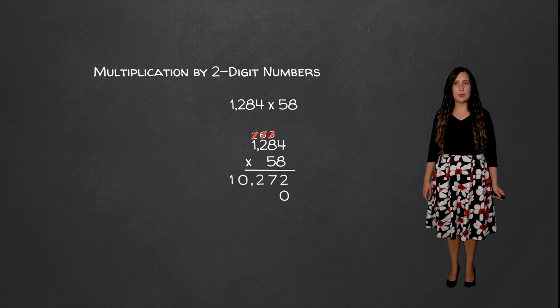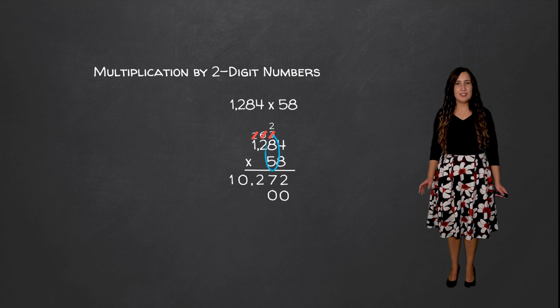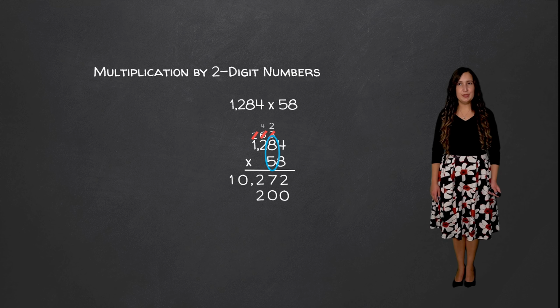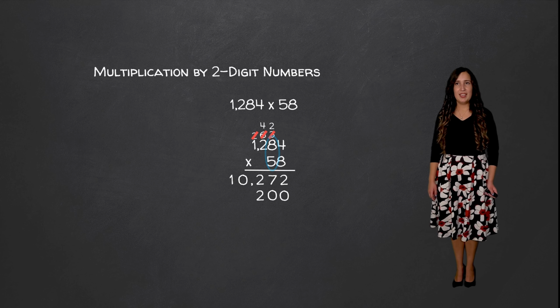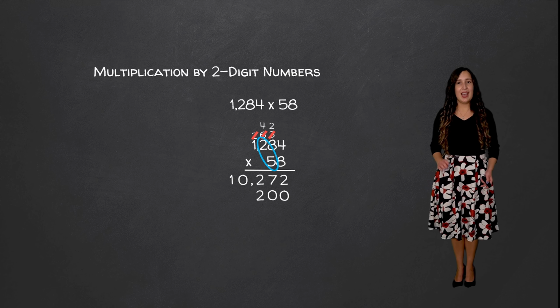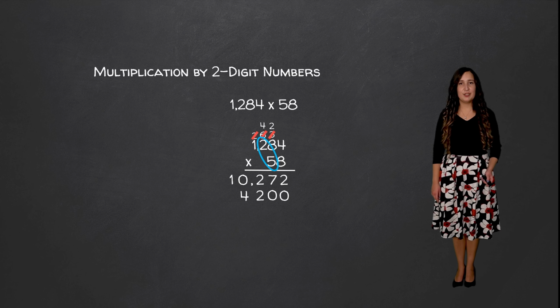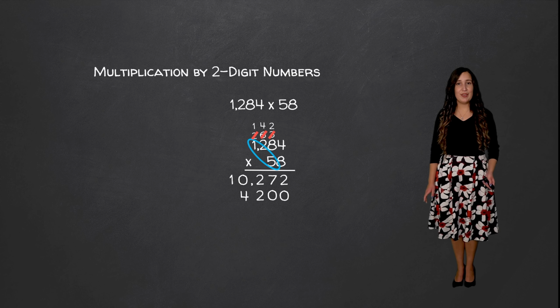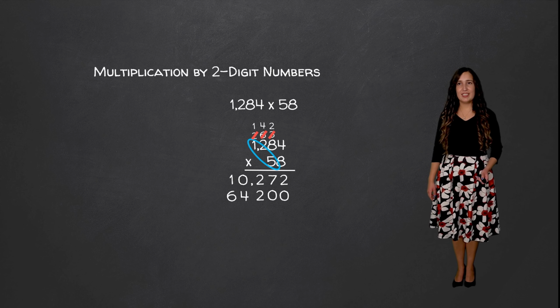So 5 times 4 is equal to 20. Bring down our 0, carry over a 2. Then we have 5 times 8, which is equal to 40, but we add the 2 we carried over, giving us a value of 42. So bring down the 2, carry over the 4. Then we have 5 times 2, which is equal to 10, but we add the 4 that we carried over, giving us a value of 14. So we bring down the 4, and we carry over the 1. And then finally, we have 5 times 1, which is 5. Add the 1 we carried over, giving us 6.